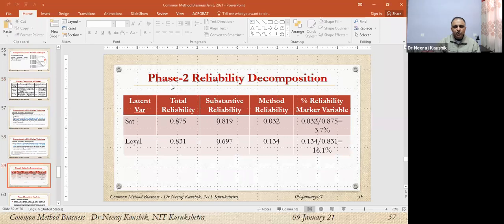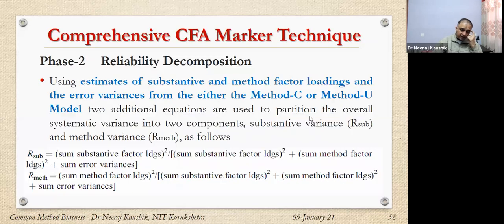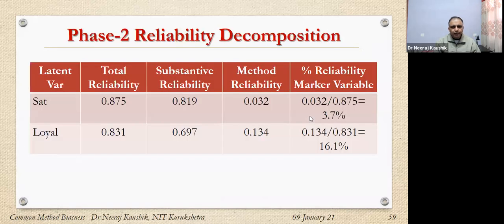We will say this is called reliability decomposition. These are the formulas given. So total reliability, if you go for simple, substantive reliability is 0.819. If you don't consider method bias, you will report 0.875. Now you say, no, it's 0.819. And how much out of the total? 0.03 divided by this, 3% is reliability change because of method bias. Okay, now I will always report 0.819.